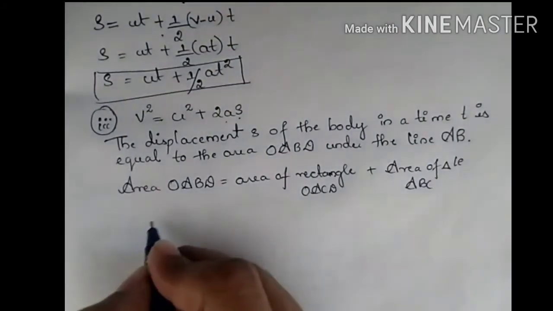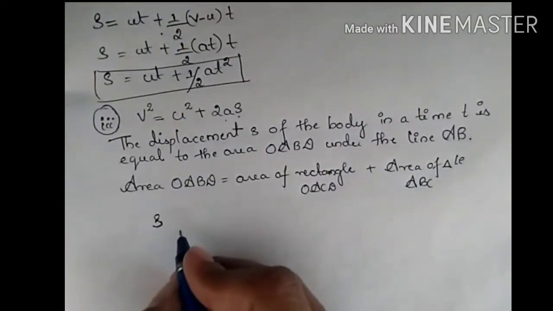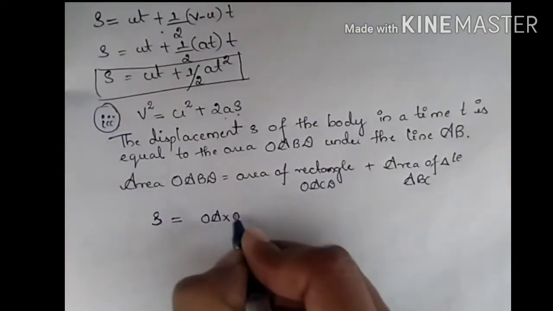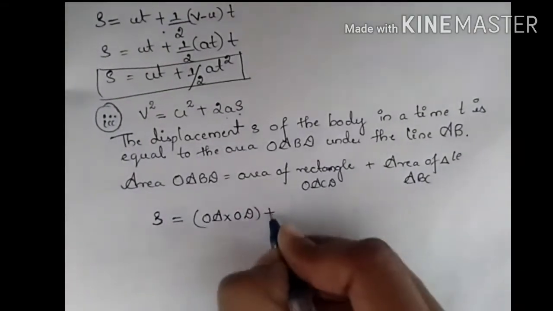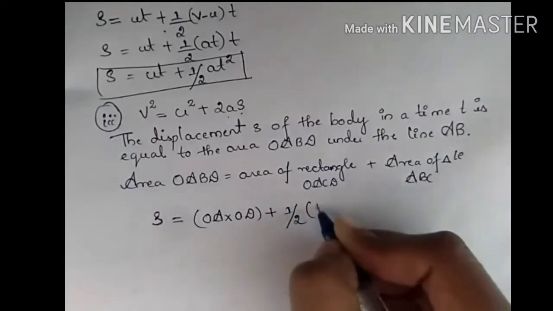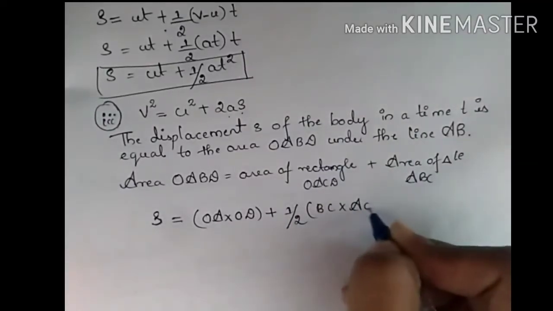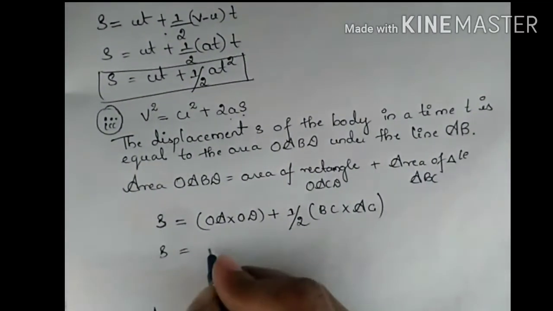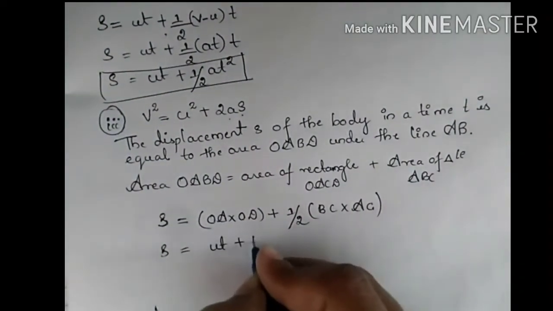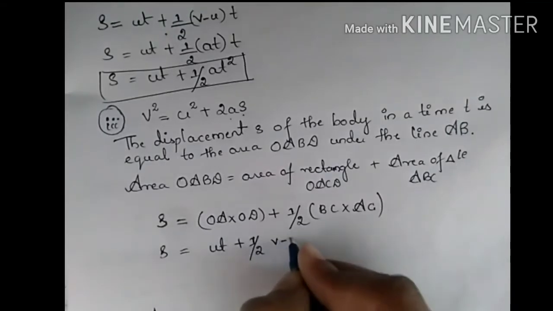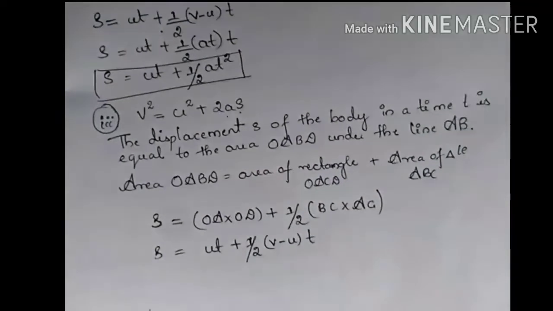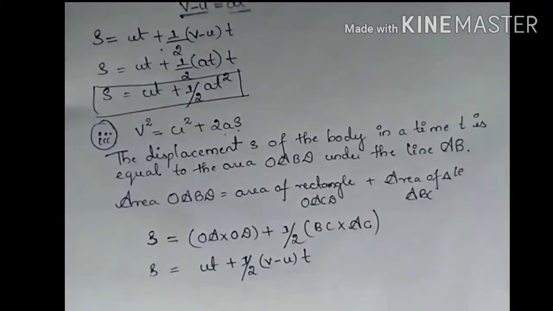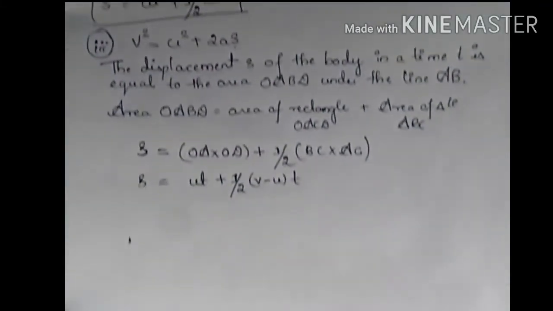Now S, the area under the line, will give you displacement. S is equal to OA multiplied by OD plus half BC multiplied by AC. So this will directly give you ut plus half (v minus u)t. This we saw in the last equation itself. So here is the equation: S is equal to ut plus half (v minus u)t.